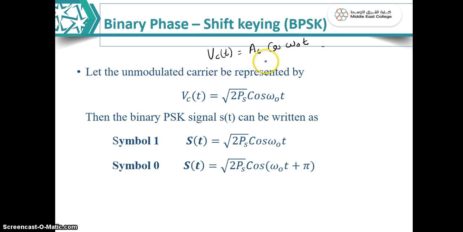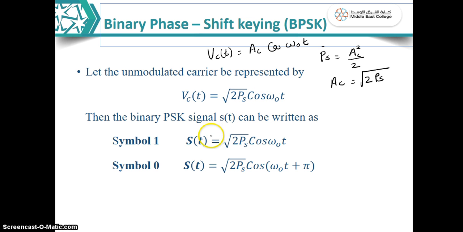Now what is the power? Normally the power Ps is equal to A square divided by 2, or Ac square divided by 2. So now I can write Ac as root 2 Ps. Instead of Ac I am just writing root 2 Ps. It is the same expression as what we discussed before. The carrier signal is represented as root 2 Ps cos omega 0 t.